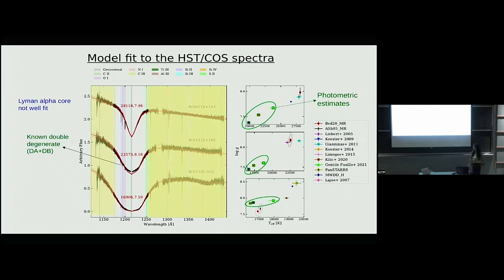So UV observations can help in identifying these outliers. And you can also clearly notice the photometric estimates, which are shown in green circles, deviate a lot from the other parameters.